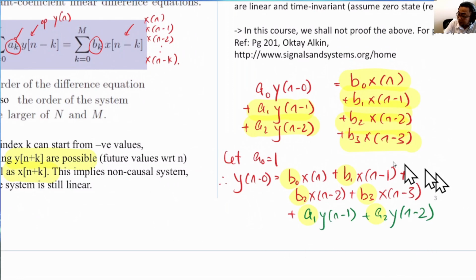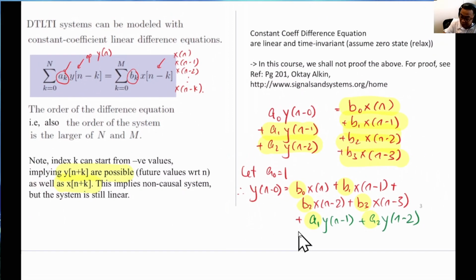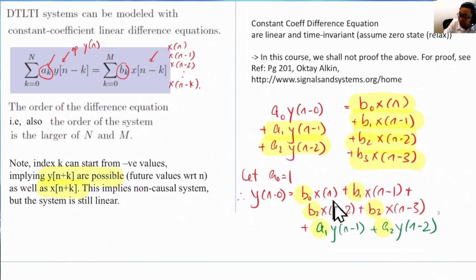When the system is described like this, it can be shown that it will be linear and time invariant if, when we begin, all the x's and all the y's in memory are set to 0. So when n is 0 and all this memory is 0, then y will be 0. You can then also show that the system is linear and time invariant. We shall not prove it. For the proof, you can see Oppenheim and Schafer, page 201 of this book.